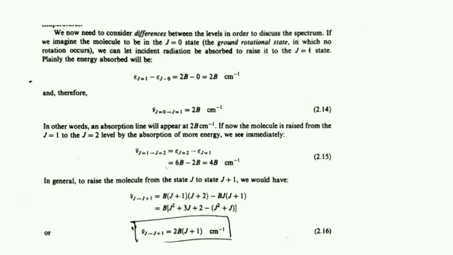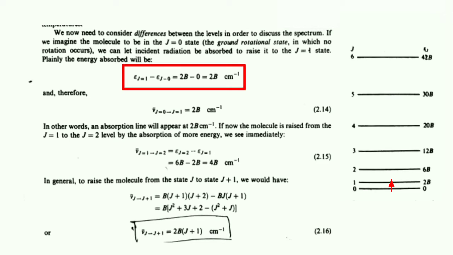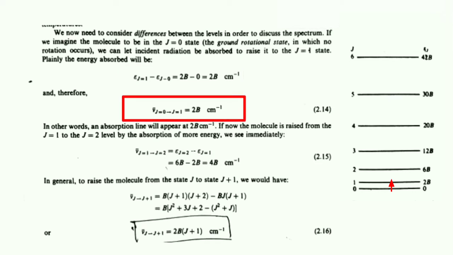We now need to consider the difference between the energy levels in order to discuss the spectrum. If we imagine the molecule to be in the j = 0 state, that is the ground rotational state in which no rotation occurs, we can let incident radiation raise it to the j = 1 state. So we can write epsilon_(j=1) minus epsilon_(j=0) = 2B minus 0 = 2B cm⁻¹. Therefore ν̄(0→1) = 2B cm⁻¹. In other words, an absorption line will appear at 2B cm⁻¹.